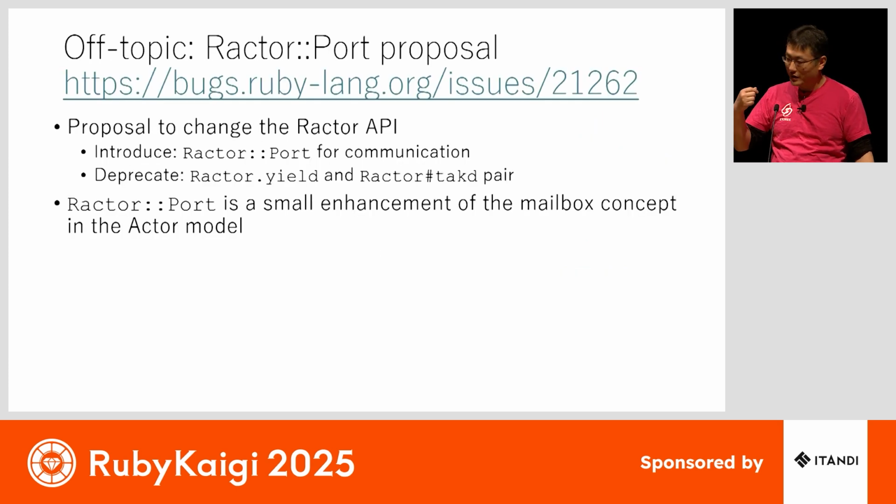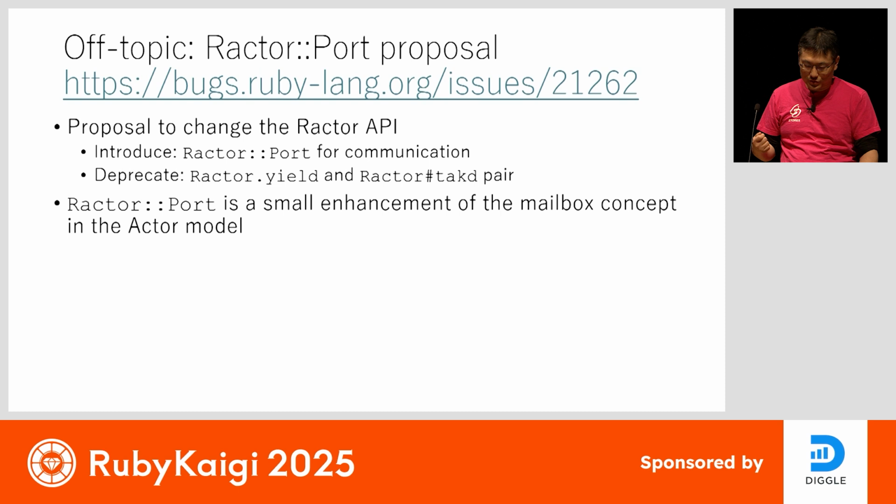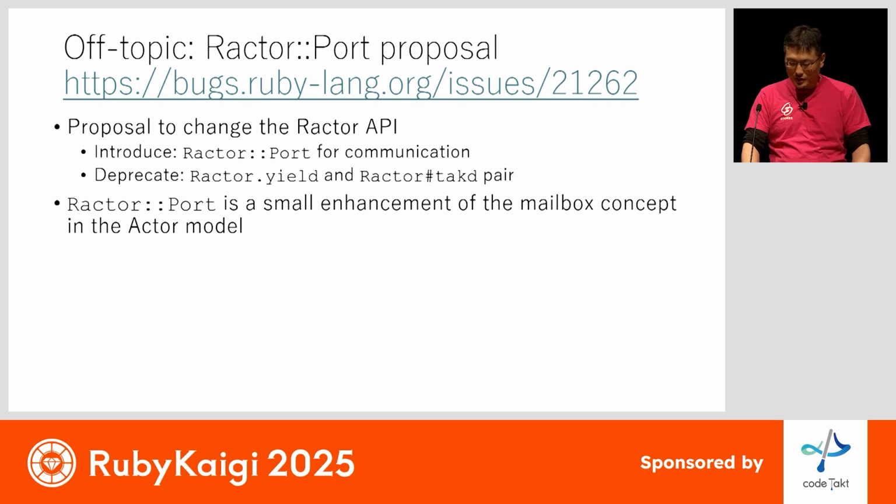Before diving into the garbage collection, let me mention my proposal for changing the Ractor API in this ticket. The idea is to introduce a new communication primitive called Ractor port and deprecate the current Ractor.yield and Ractor.take pair for communicating with each other. Conceptually, Ractor port is a small enhancement of the mailbox concept from the actor model. It provides a clearer and more explicit interface for communication between Ractors.